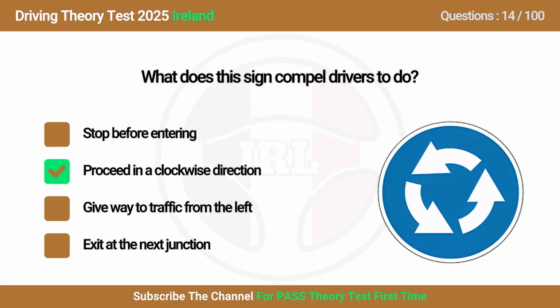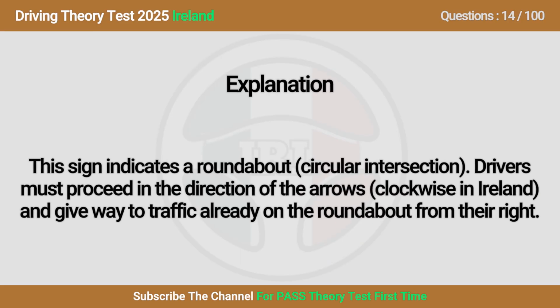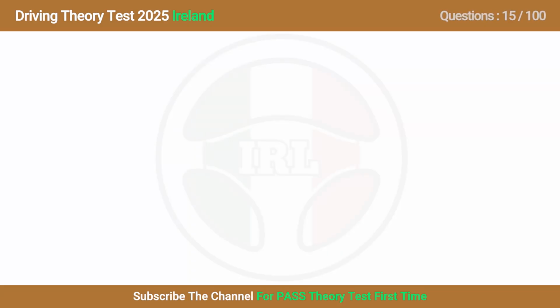Answer is B. Proceed in a clockwise direction. This sign indicates a roundabout, a circular intersection. Drivers must proceed in the direction of the arrows, clockwise in Ireland, and give way to traffic already on the roundabout from their right.